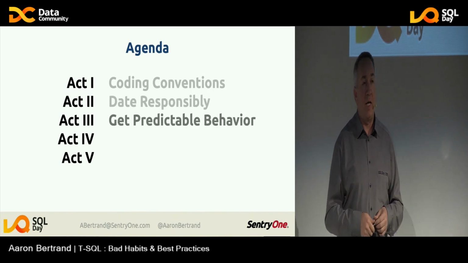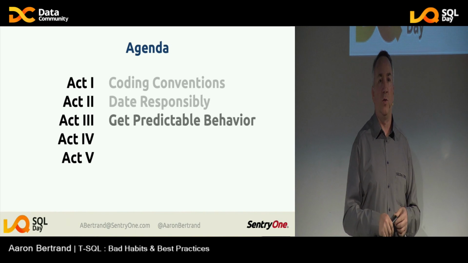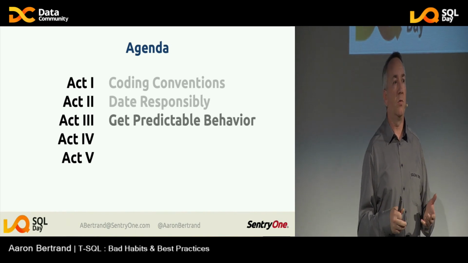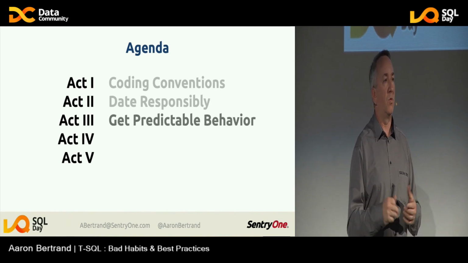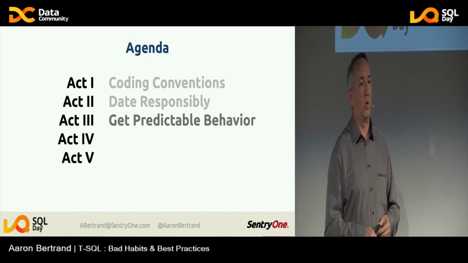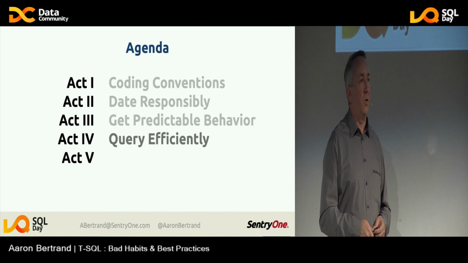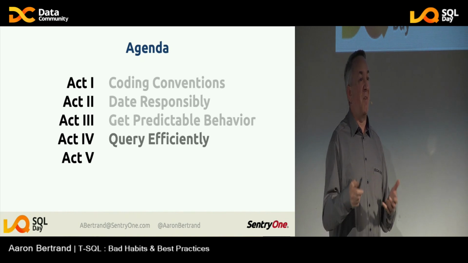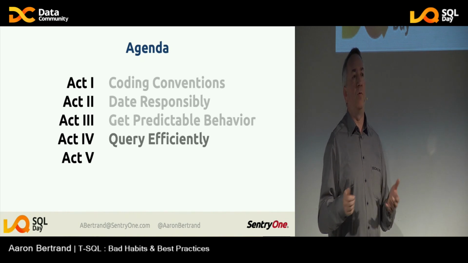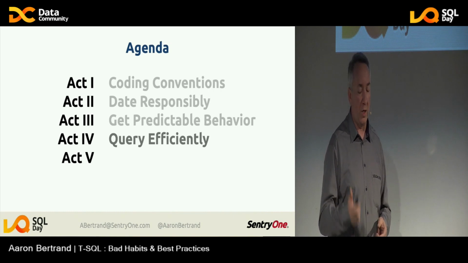The third one is about getting predictable behavior. There are a lot of things you can do in SQL Server that lead to ambiguous or not consistently reliable results. And then querying efficiently: there are a couple of tricks I've learned over the years that help you get faster queries with no difference in results, just a slightly different way to do things.